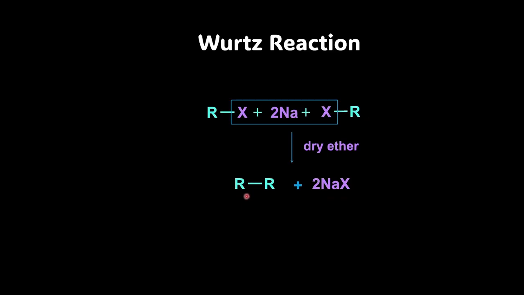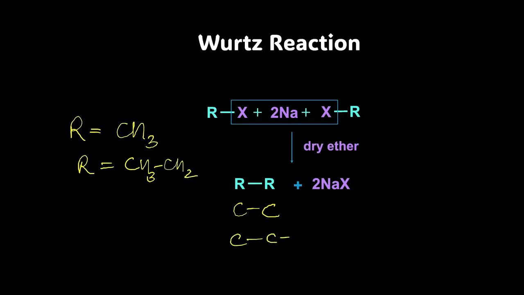So you can see that Wurtz reaction will always end up giving you an even number of carbons in the product. How can that be? For example, if my R is methyl, then what you end up getting is ethane. If my R is ethyl, then what you end up getting is butane.